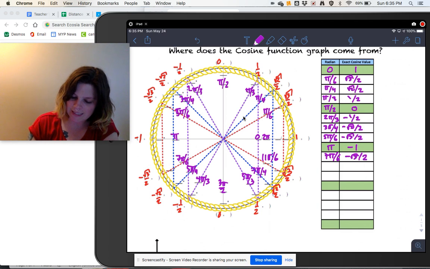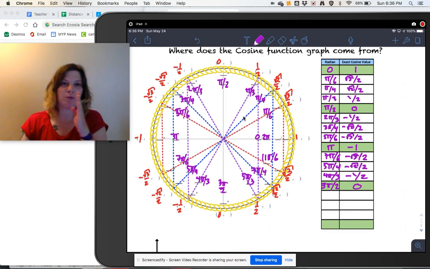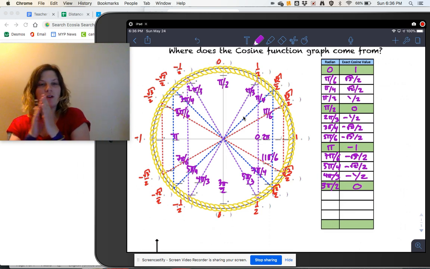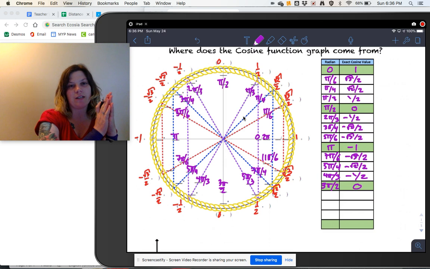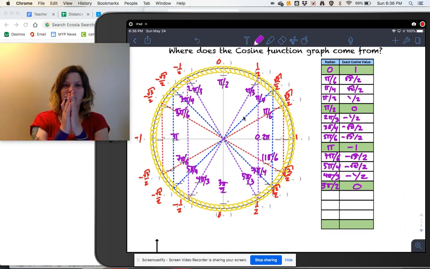The next one is at 5 pi over 4, and that takes us to negative root 2 over 2. We have 4 pi over 3, and that's going to take us to negative 1/2. And then finally, we're at 3 pi over 2, and that takes us back down to 0. So we're kind of following the x value in the unit circle. We start off all the way to the right, and it brings us into the middle at the y-axis where we're at 0.